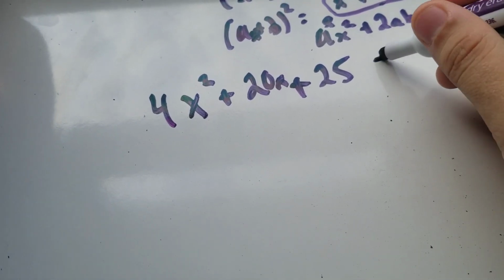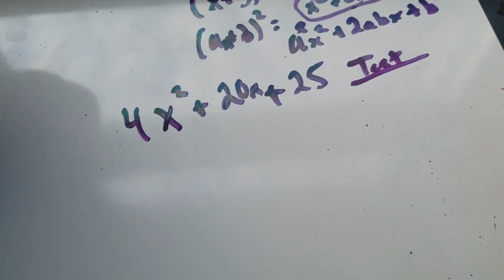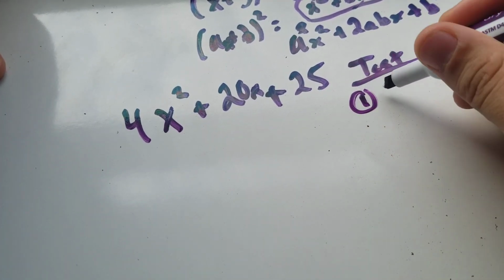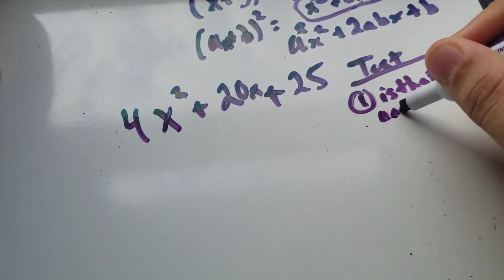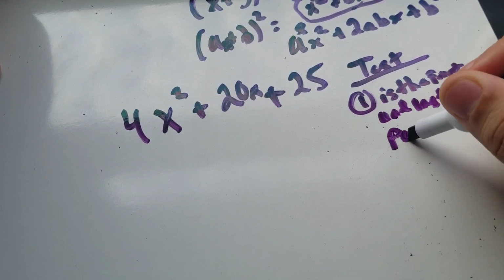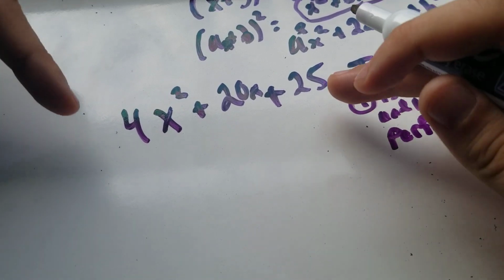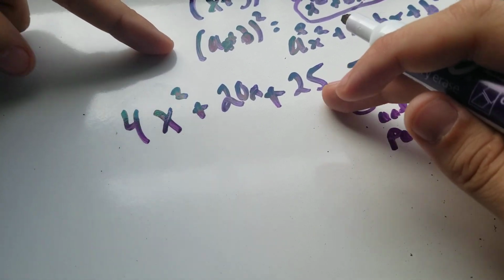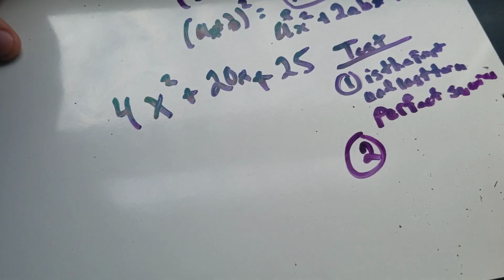Here are the tests. So the tests when we have 3 terms, okay? And you only run these tests when you notice this one and this one are perfect squares. So test 1: are the first and last terms perfect squares? Yeah, they are. 4 is a perfect square, x squared is a perfect square, and 25 is a perfect square.